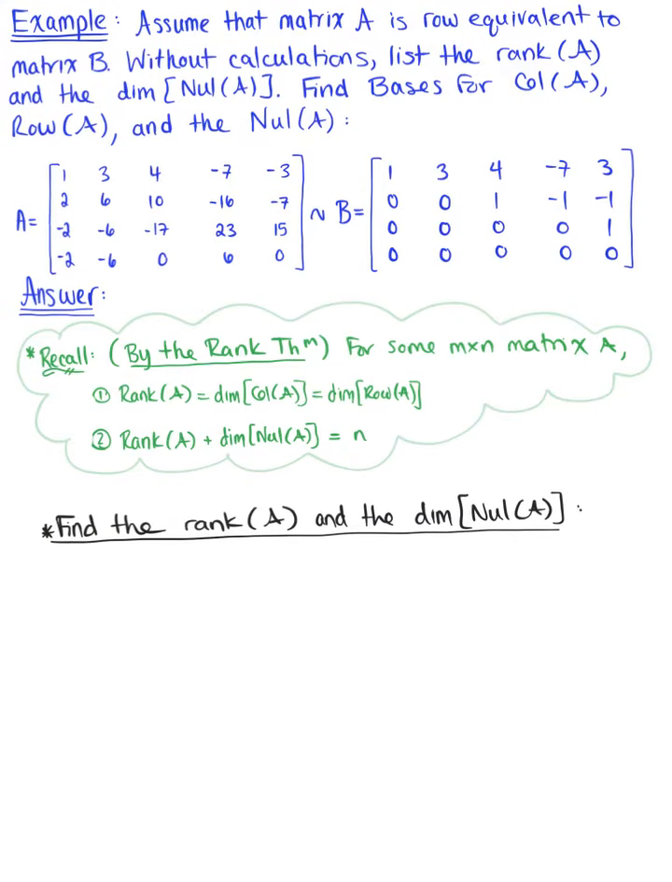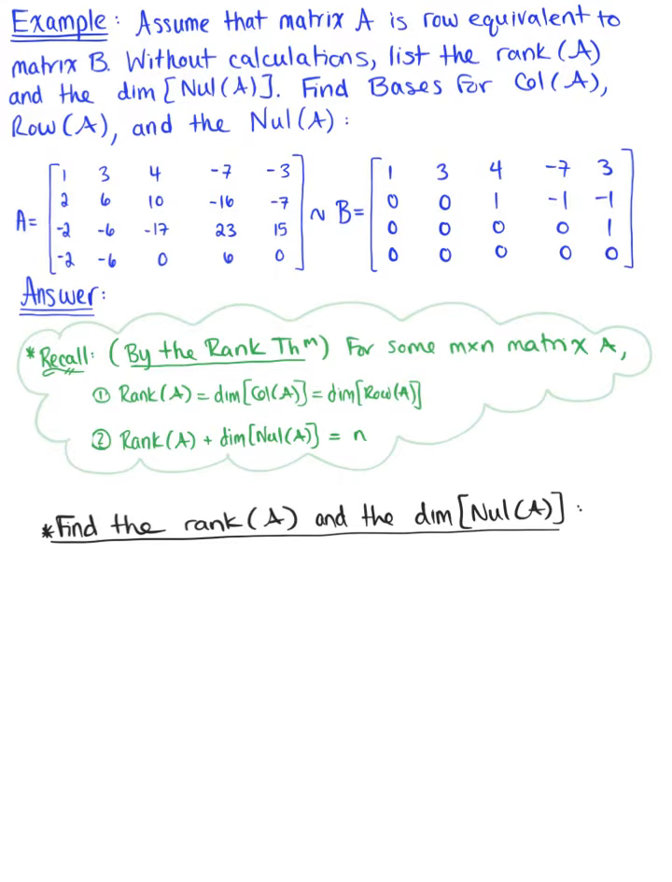Assume that matrix A is row equivalent to matrix B. Without calculations, list the rank of A and the dimension of the null space of matrix A. Then find a basis for the column space of A, the row space of A, and the null space of A.